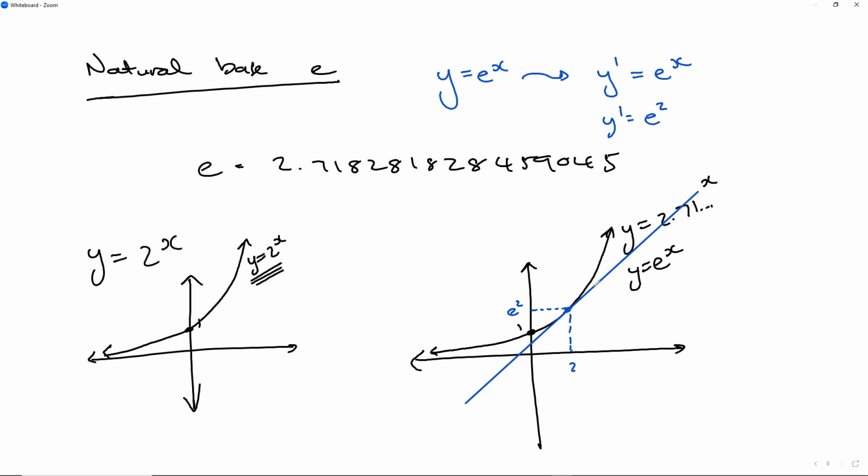So what are we implying? We're implying that the gradient at every single point on this curve is the y value. Whereas the gradient of this function is different. If you have to calculate the gradient of this function, it's not going to be exactly the same.